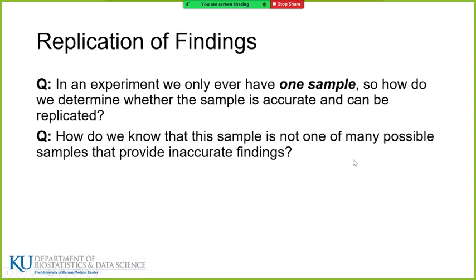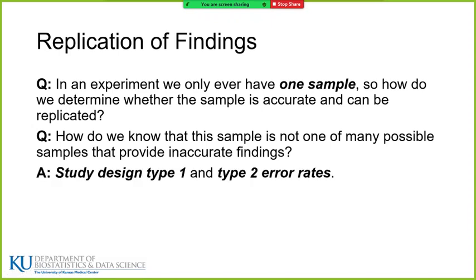Like, for instance, my sample where we showed an 18% increase in mortality instead of a 17% decrease, even though I did everything correctly, right? I randomized, I blinded, had a control group. How do I know that my sample isn't that 1.18 as opposed to one that's closer to the truth? And the answer to that is the type 1 and type 2 error rates of your study.